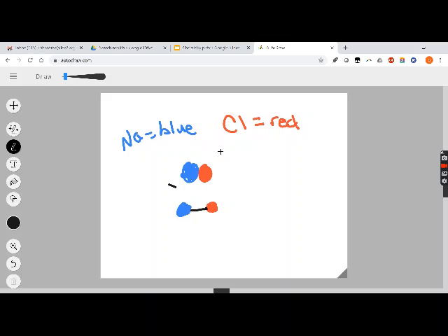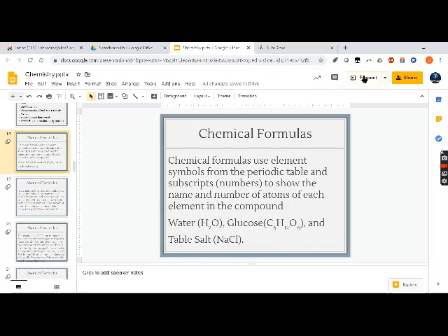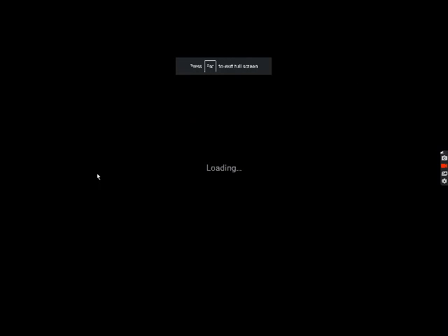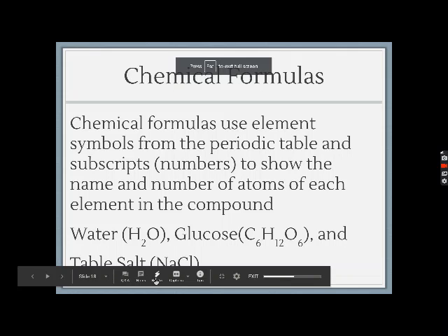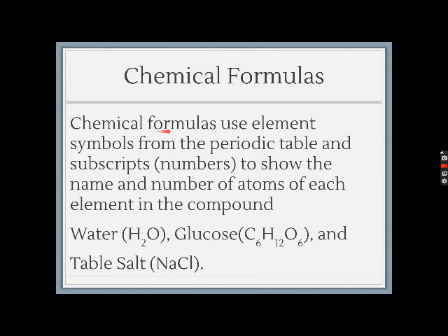So let's jump over to our PowerPoint. Let's talk about our PowerPoint a little bit. I want you guys to make sure you have out a sheet of paper, something to take notes on. So let's talk about this. Chemical formulas. You need to write this down. This is going to be a vocabulary word for you.